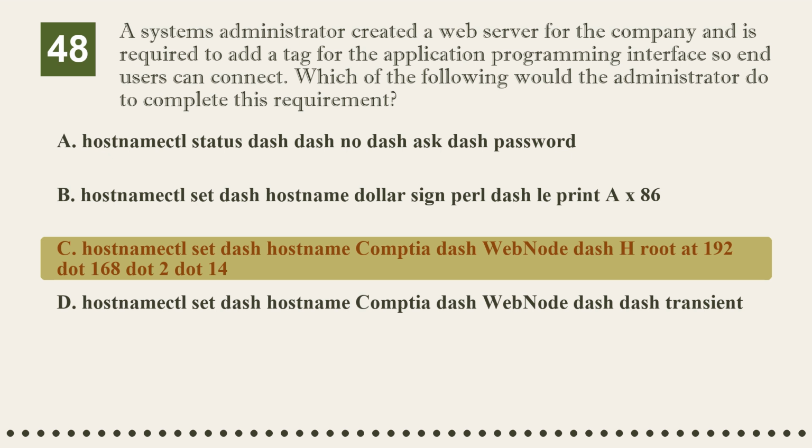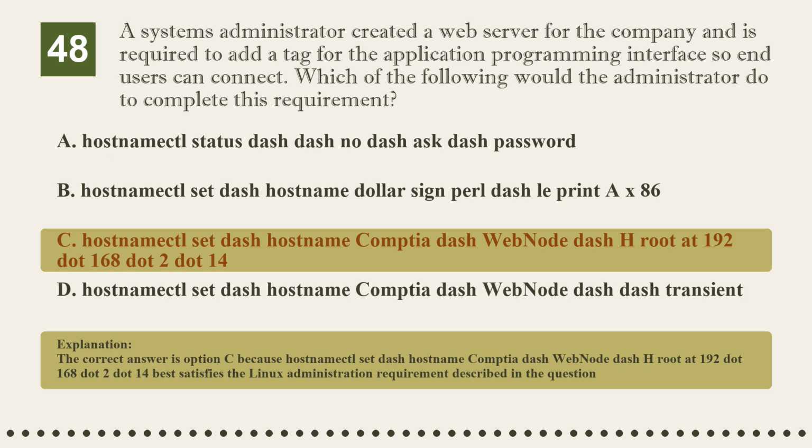The correct answer is option C, hostnamectl set-hostname CompTIA-webnode-hroot@192.168.2.14. The correct answer is option C because hostnamectl set-hostname CompTIA-webnode-hroot@192.168.2.14 best satisfies the Linux administration requirement described in the question.